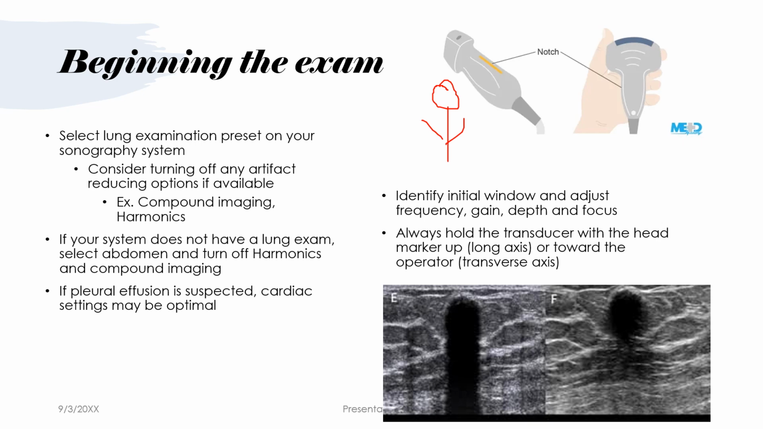The next thing you need to do is make sure that you're selecting the appropriate preset. Most of your devices are going to have different options like abdomen, cardiac, vascular. Make sure that if your device has a lung setting, try to utilize that. If you're not happy with how the images look, you can also switch to maybe an abdominal setting or a cardiac setting and just see if you like it better. So it's more about how well you feel like you're seeing than being tied into a particular exam type on your system.